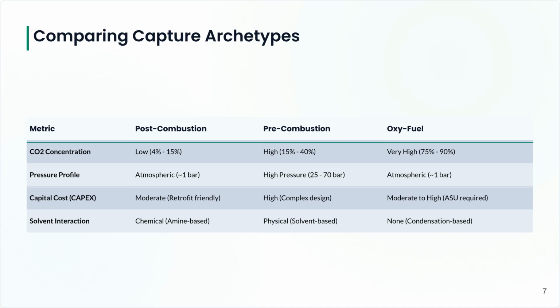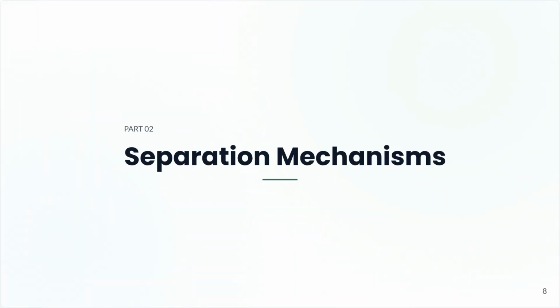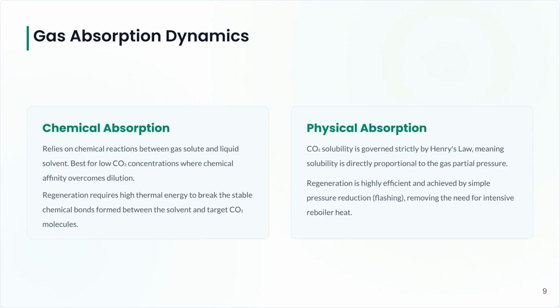You can see the differences in CO2 concentration, pressure profiles, capital costs, and the types of solvent interactions involved. Moving to Part 2, we examine the various separation mechanisms used in these systems. Gas absorption dynamics are split between chemical and physical methods. Chemical absorption uses affinity to overcome dilution, requiring thermal energy for regeneration. Physical absorption relies on pressure, as dictated by Henry's law.